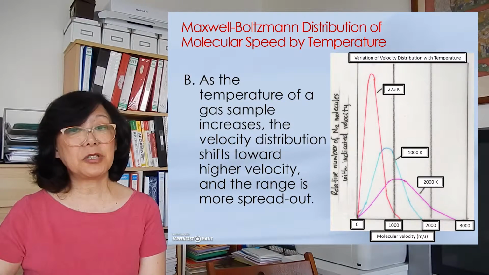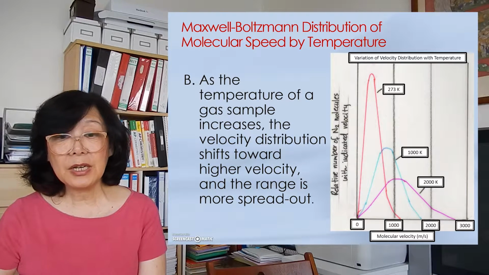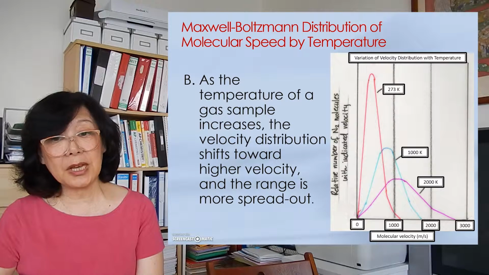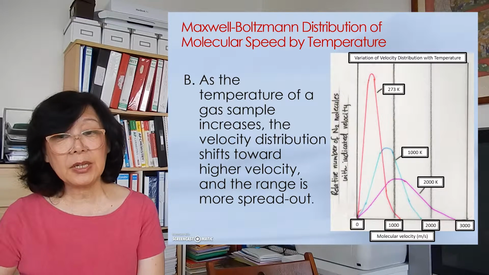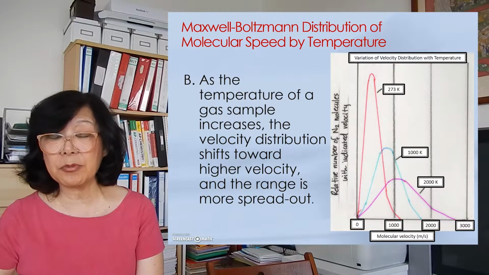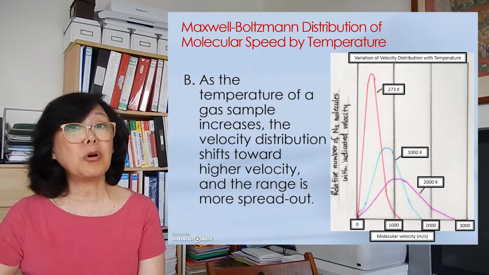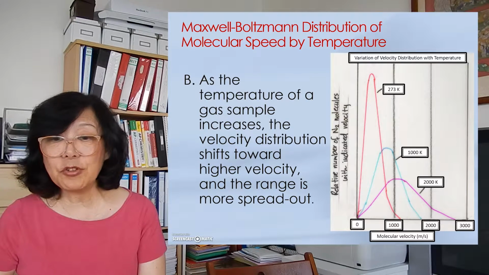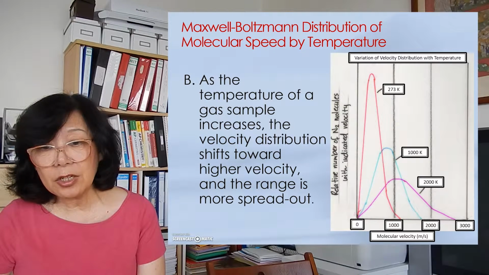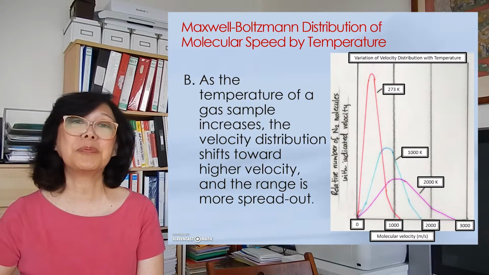Another Maxwell-Boltzmann distribution of molecular velocity by temperature. This is one kind of ideal gas at various temperatures. As temperature goes up from 273 Kelvin all the way up to 2000 Kelvin, you find that the distribution curve is more spread out and the average velocity is increasing to about 1100 meters per second.